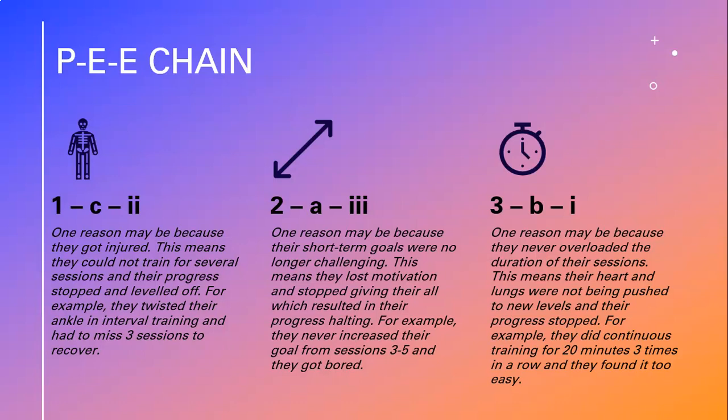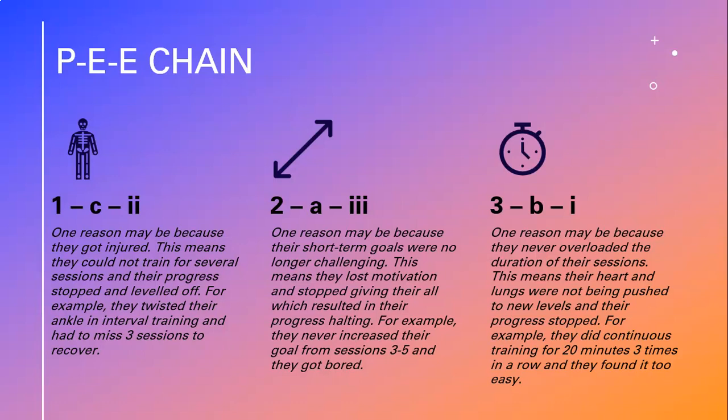If you look at the second answer, 2A3 would be the chain that we formed together. One reason may be because their short-term goals were no longer challenging. Again, a clear point that shows why something happened. This means they lost motivation and stopped giving the effort, which resulted in their progress halting. A clear effect is given in this evidence joined together by this means. And then finally, for example, they never increased their goal from sessions 3 to 5 and they got bored. Again, knowledge is shown and demonstrated through the example.